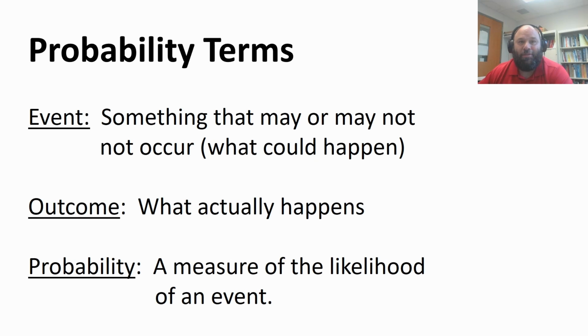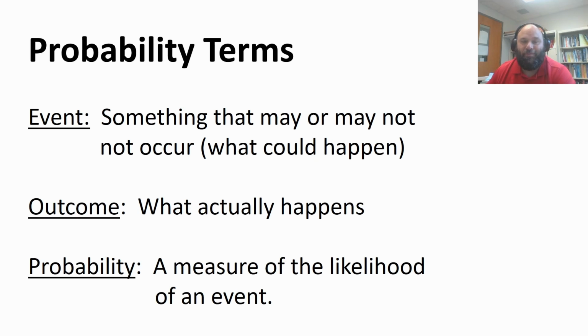Let's talk a little bit about some terminology used in association with probability. We're going to keep it pretty limited. So, in probability terms, an event is something that may or may not occur, something that could happen, usually something we're interested in happening. An outcome is what actually happens, and there's a whole range of outcomes. Typically, an event is either one outcome or a collection of outcomes. And then the probability is a measure of how likely a given event is.